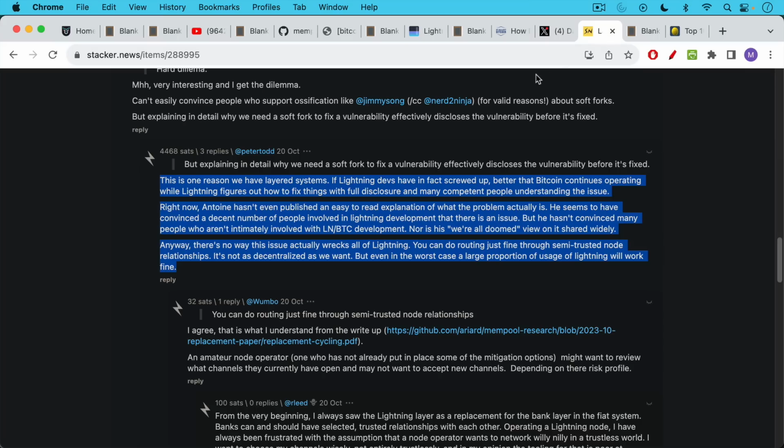I thought Peter Todd had a good way of approaching this on Stacker News in one of his comments. Peter Todd, of course, one of the central Bitcoin devs, he said in his comment, "This is one reason we have layered systems. If Lightning devs have in fact screwed up," and again, this is coming from Peter Todd, who understands Bitcoin perhaps better than most people do at a software level. "This is one reason we have layered systems," he says. "If Lightning devs have in fact screwed up, better that Bitcoin continues operating while Lightning figures out how to fix things with full disclosure and many competent people understanding the issue."